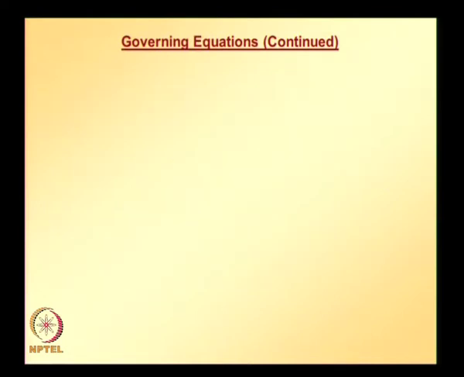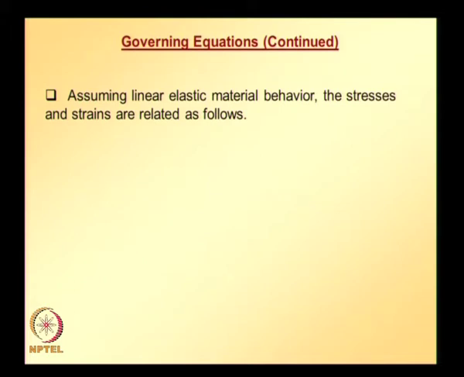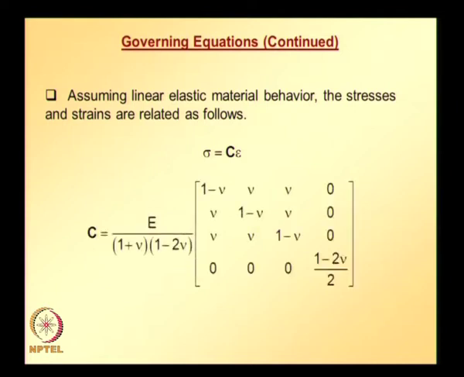And next we need to know the constitutive matrix. Assuming linear elastic material behavior, stresses and strains are related via the equation sigma is equal to C times epsilon, where C is the constitutive matrix, which is a function of two material parameters, Young's modulus and Poisson's ratio. For the axisymmetric problem, the constitutive matrix is going to be 4 by 4 in dimension, because there are 4 stress components and 4 strain components.